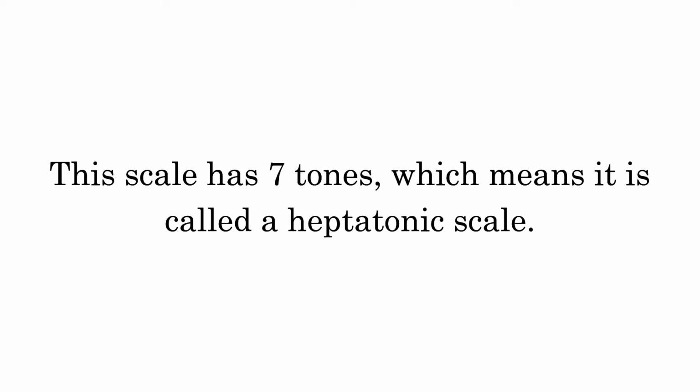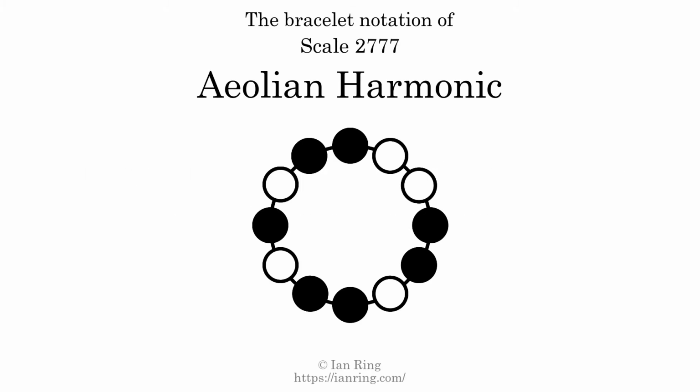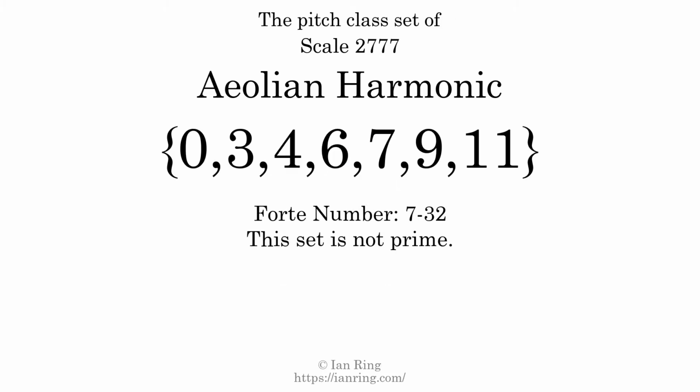This scale has 7 tones, which means it is called a heptatonic scale. This is a bracelet notation diagram of scale 2777. The shaded circles represent tones that appear in the scale, and they are read clockwise, starting at the top. The pitch class set for this scale is 0, 3, 4, 6, 7, 9, 11.